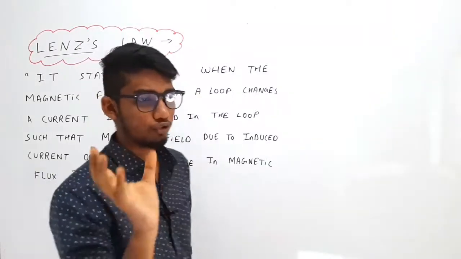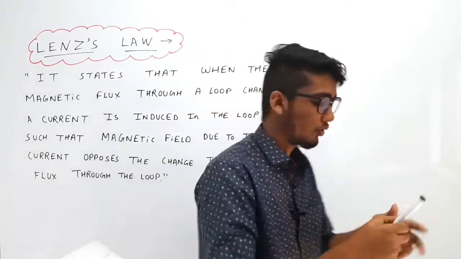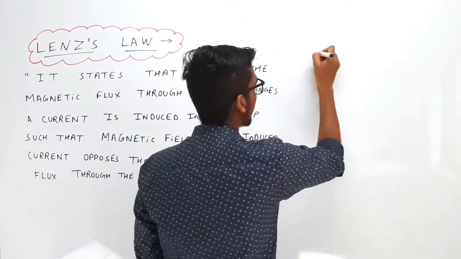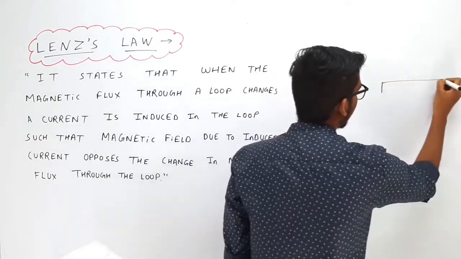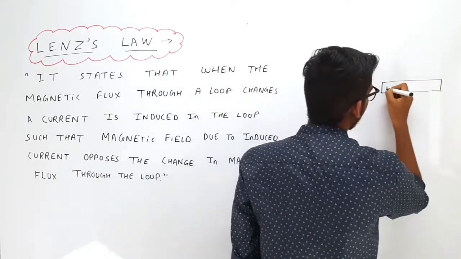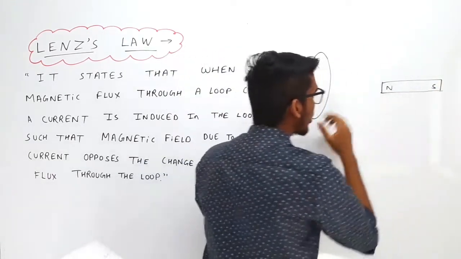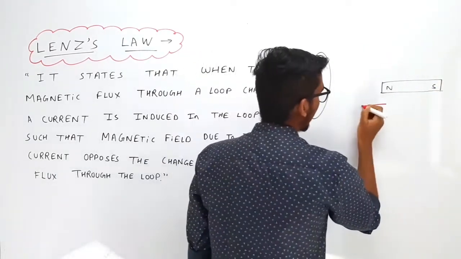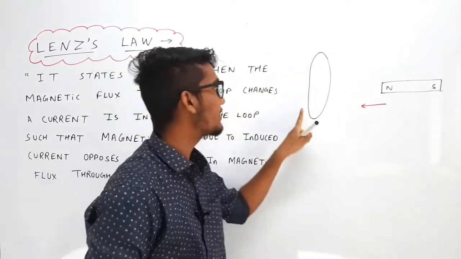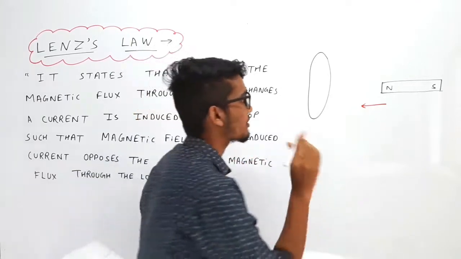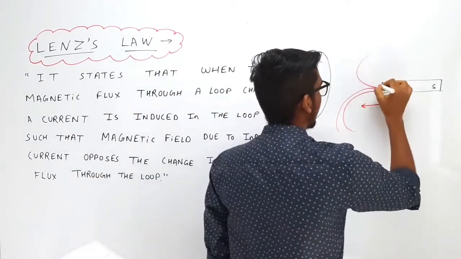Firstly, I want to show you how the magnetic flux associated with a coil changes. If I take a coil here like this and a bar magnet with its north pole this side and its south pole this side, and I take this bar magnet close towards the coil, then what happens? The magnetic flux associated with this coil changes. How does it change? Because the north pole has a greater number of magnetic field lines.